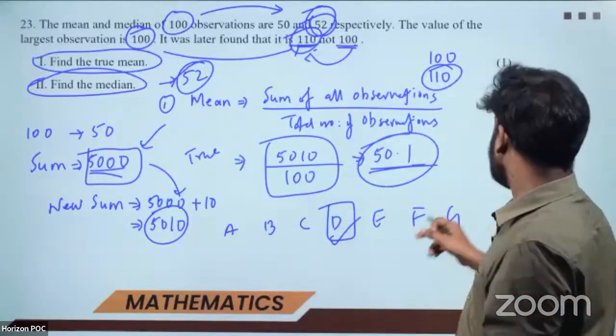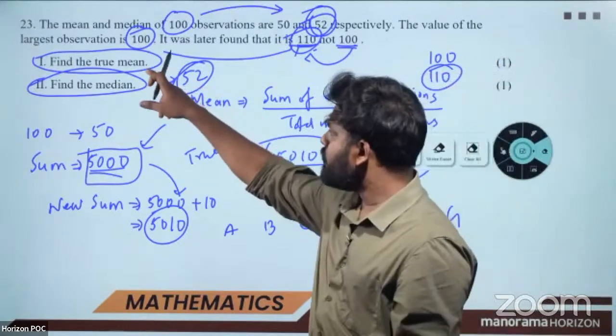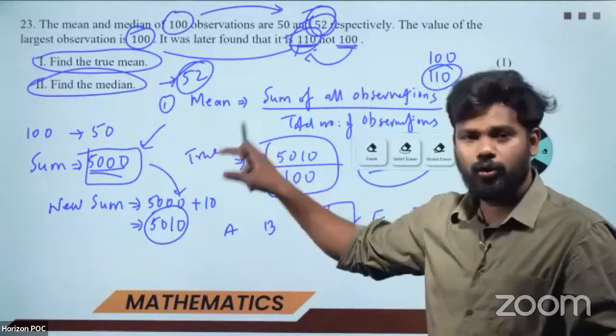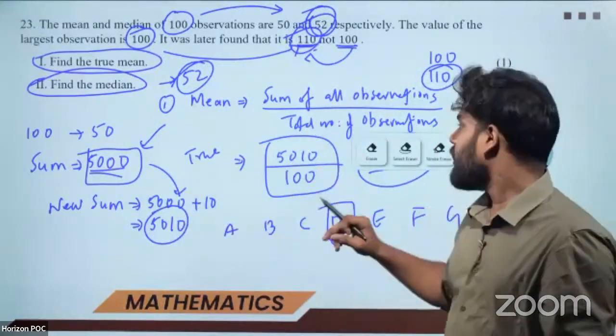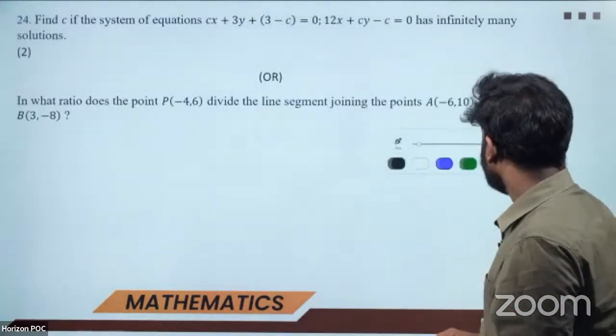Clear? So that was about question number 23, where I have used a formula to find out mean. That is, I have changed the total sum and I have found out the mean there. Clear? Okay, moving on to the next one.